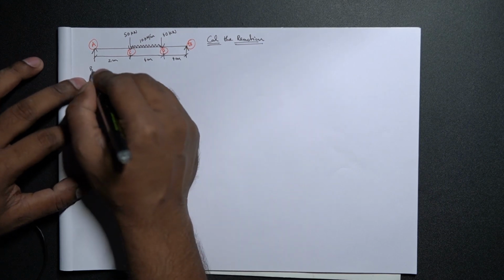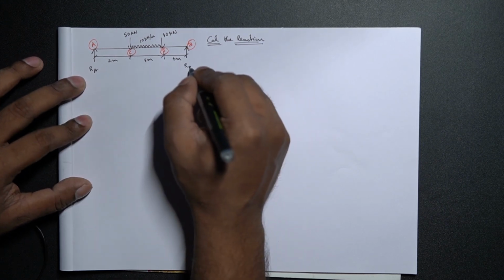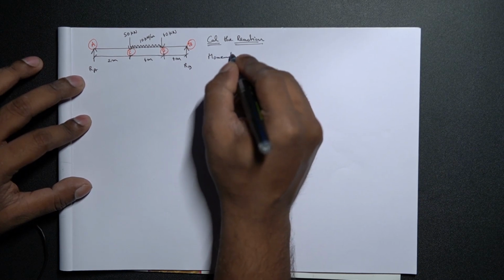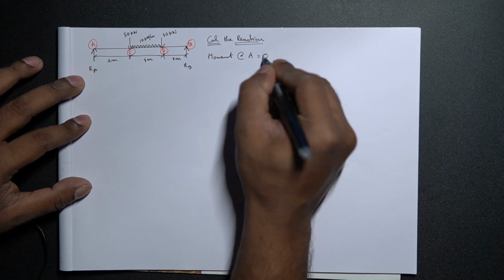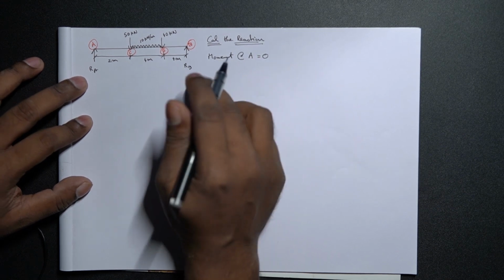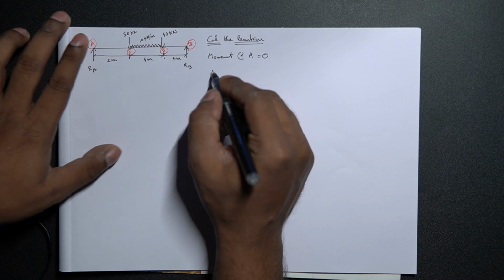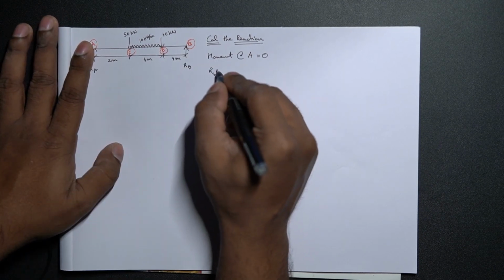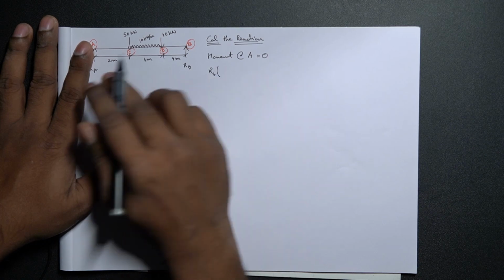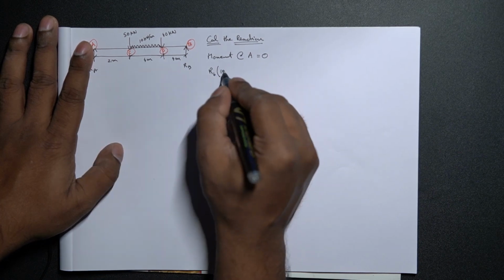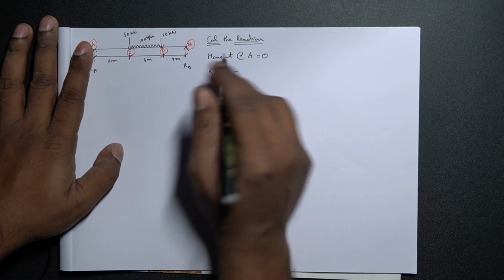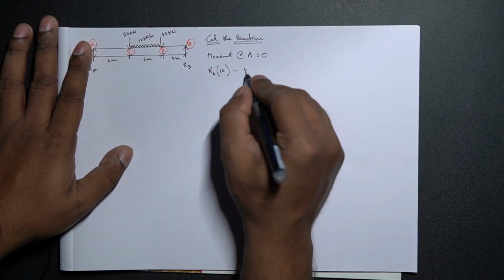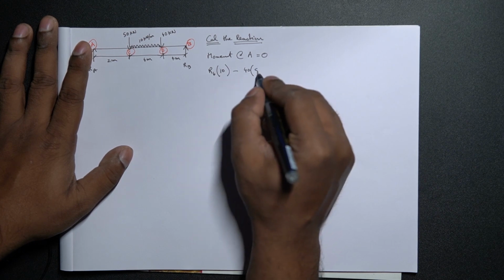So we have reaction RA and reaction RB. Now in order to calculate that, let us consider the moment at point A as 0. Now this will have RB into the total lever arm. If we are calculating the moment over here, RB times the total length. RB into the total length is 4, 4 and 2, that is 10, minus we have 40 kilonewton acting from top, 40 into the total lever arm, 40 times 4 plus 2, 8.